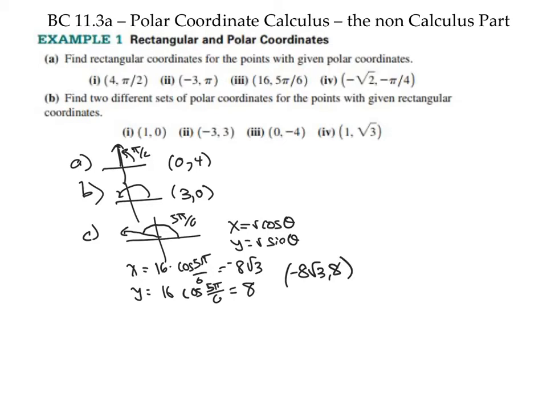And then finally D, negative root 2, negative pi over 4. So in the direction of negative pi over 4, or negative 45 degrees, go negative root 2, which is go backwards. That looks like negative 1, 1. Now let's convert the other way.